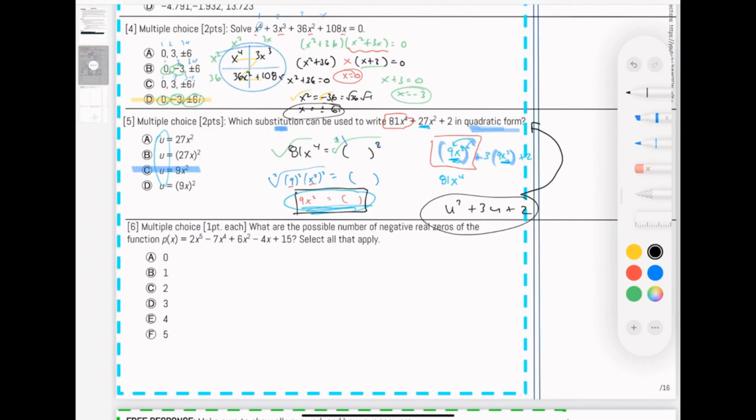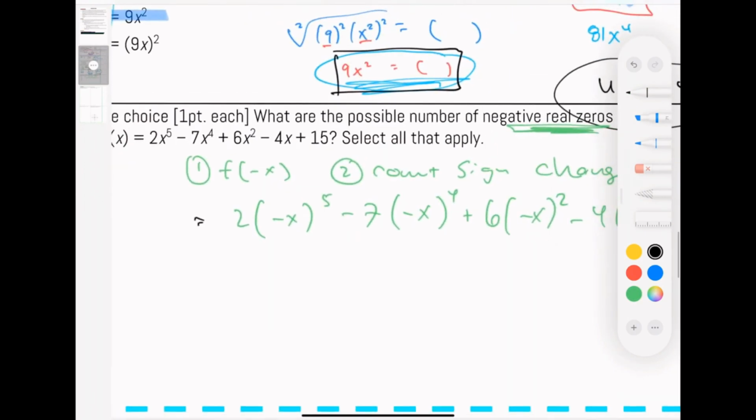What are the possible negative real zeros? Okay, so what I'm going to do is substitute in negative x first, and then we're going to count the sign changes. So 2 times negative x to the 5th power minus 7 times negative x to the 4th power plus 6 times negative x squared minus 4 times negative x plus 15. If I multiply those out, remember negative x to the 5th power is written 5 times.